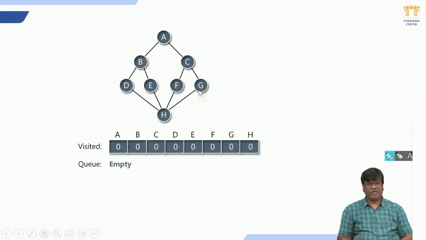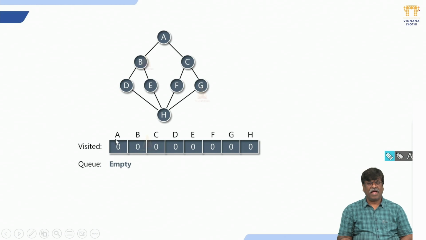So this is the given graph. I want to identify what is the breadth first search traversal of this graph. So what exactly is the meaning of traversal? Traversal means I need to visit all the vertices in the given graph, right? So here I am starting my BFS traversal from the source node A.